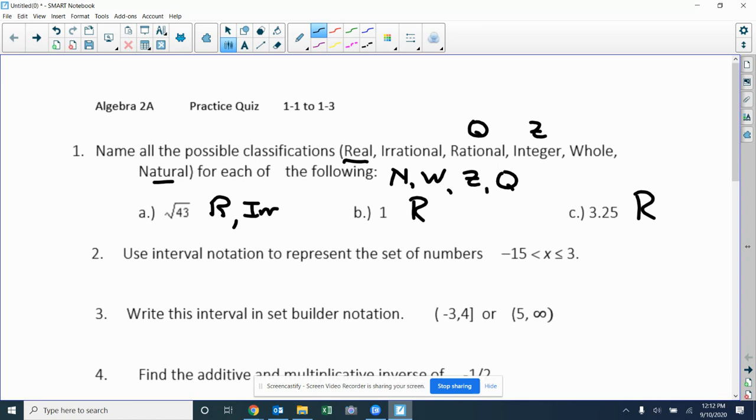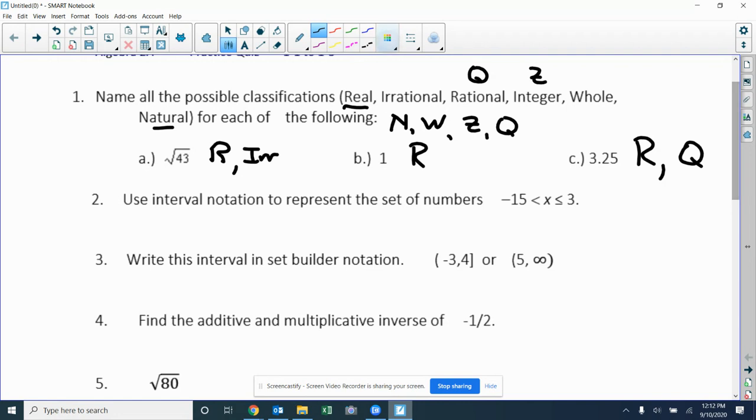Everybody okay there? Letter C. It's a decimal. It's a real, and it's also a rational Q. That's it. Everybody okay there? All right.